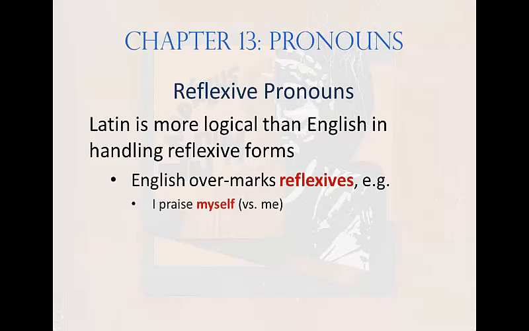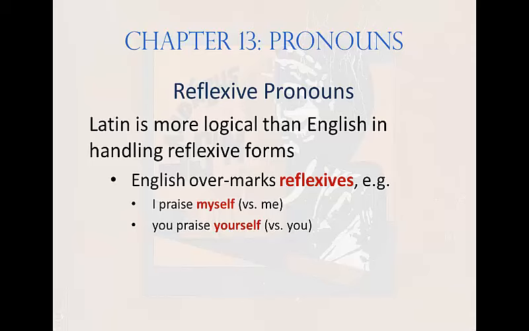For instance, we say, I praise myself. Think about it for a second. You don't have to say self. You can just say, I praise me, and it means the same thing. So we overmark the reflexive by saying myself when we could just say me. In the same way we say, you praise yourself, you could simply say, you praise you, and it would mean the same thing.